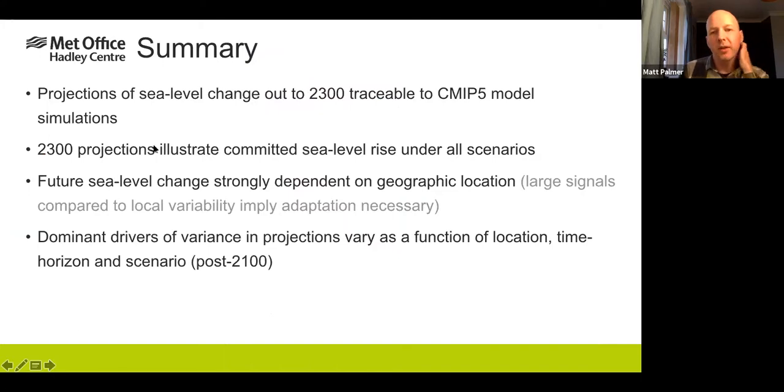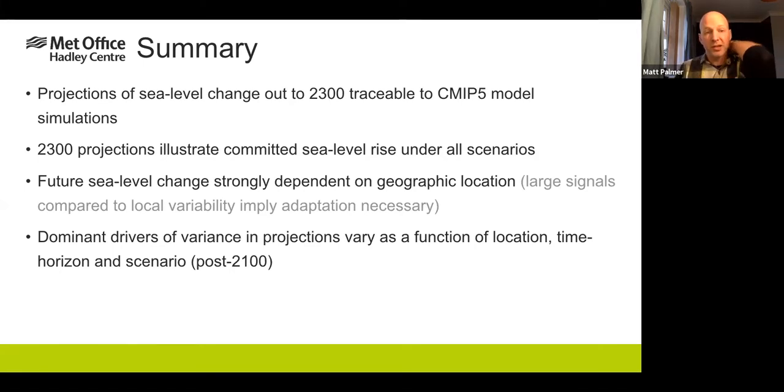So just to summarize, and then we can get into some discussion. Projections of sea level change out to 2300 have been developed that are traceable to the CMIP5 models. And that generic two-layer model framework has been utilized in AR6 as well to develop projections which are consistent with the assessment of climate sensitivity.